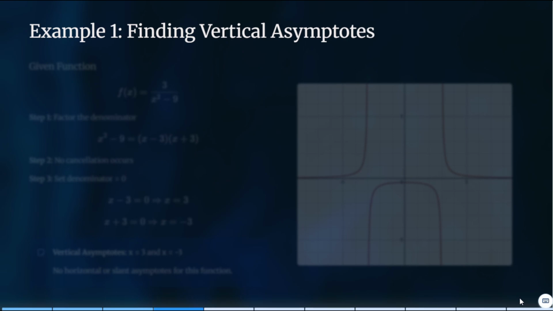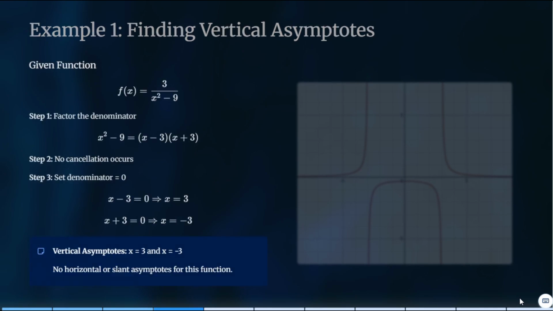Let's see this example. Given the function f of x equals 3 over x squared minus 9, we want to find the vertical asymptotes. In this case, we'll only need to factor the denominator because the numerator is the constant 3. So x squared minus 9 can be factored as x minus 3 times x plus 3. So obviously no cancellation occurs. We will set the denominator equal to 0 and solve for x.